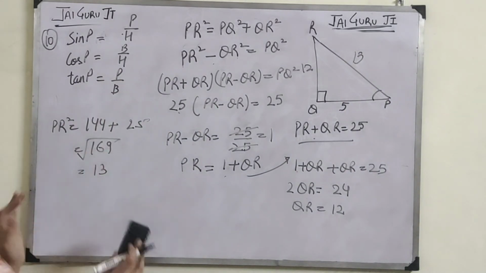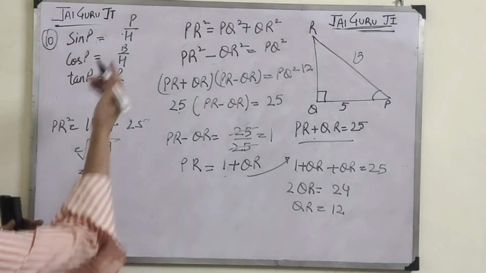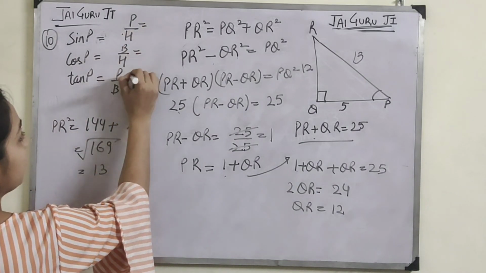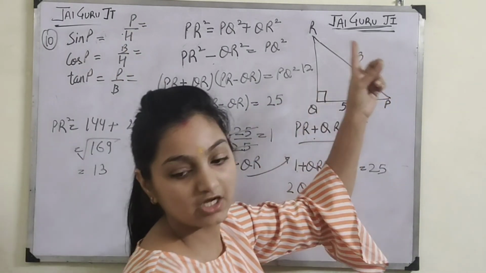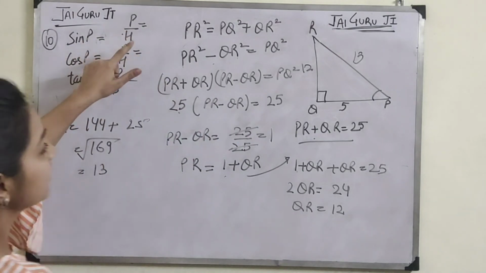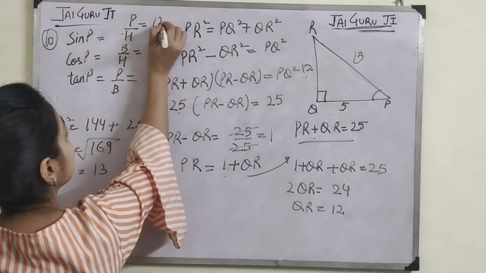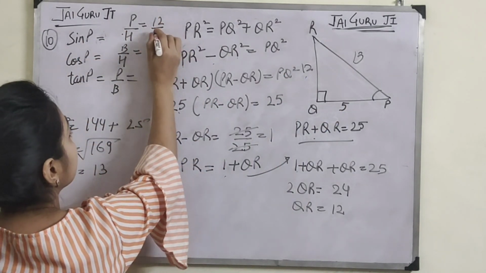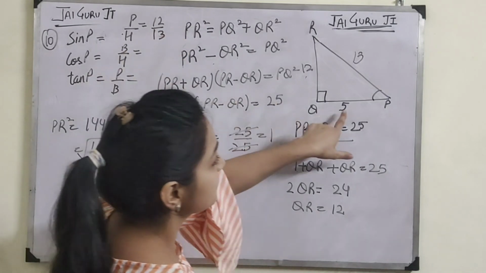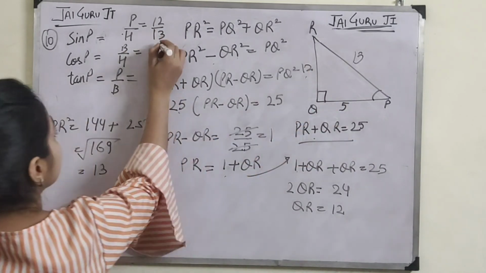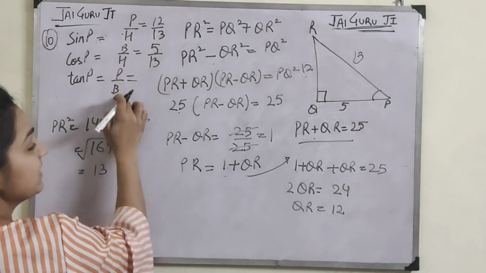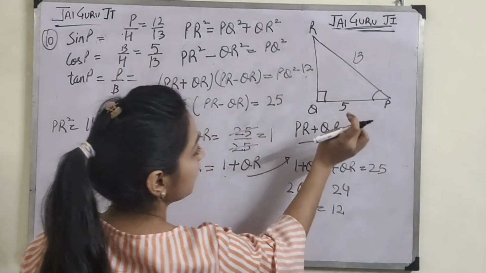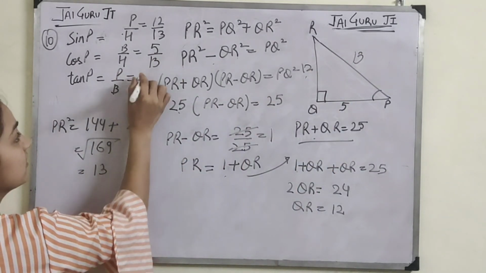I am just rubbing this part, or you can calculate here also, right? I have got all three sides. Now it is very much easy. P upon H is 12 upon 13. B upon H is 5 upon 13. And what is P upon B? 12 upon 5. That's all.